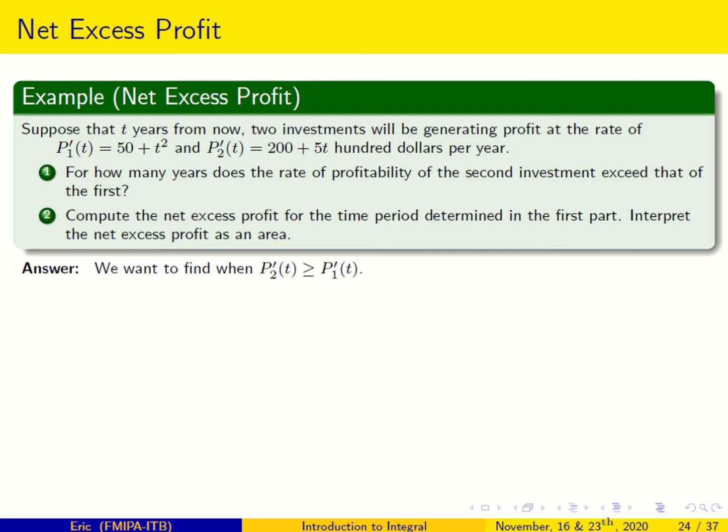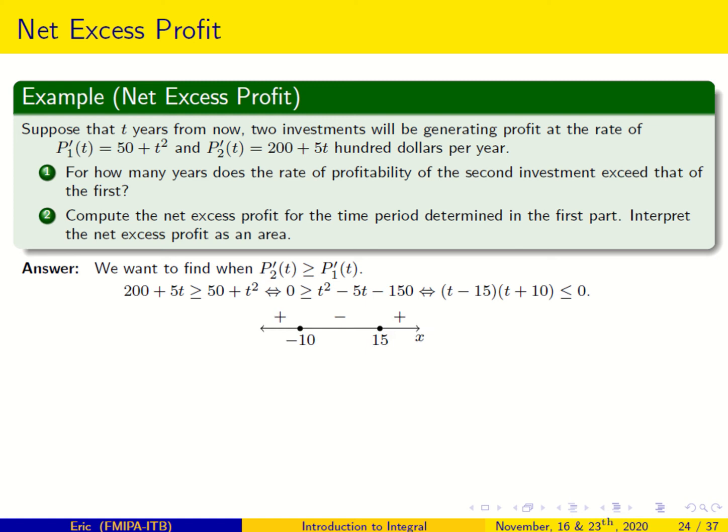We want to find this. We can just substitute this, and I found this. I can simplify it into this. So I can draw the sign diagram here. You can check this. The sign should be plus, minus, plus.